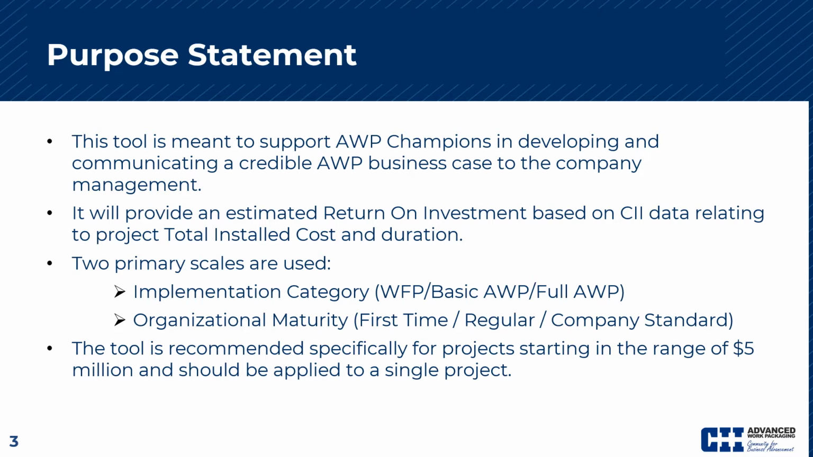It will provide an estimated return on investment, or ROI, based on CII data relating to project total installed cost and duration. To do this, we've looked at two primary scales: AWP implementation category, which we're labeling as workplace planning, basic AWP or full AWP, and organizational maturity, which relates to, is this the first time you're doing AWP? Are you doing it regularly? Or is it a company standard practice? This tool is recommended specifically for projects starting in the range of $5 million and above, and should be applied to a single project. It's not yet tailored to suit a portfolio of projects.